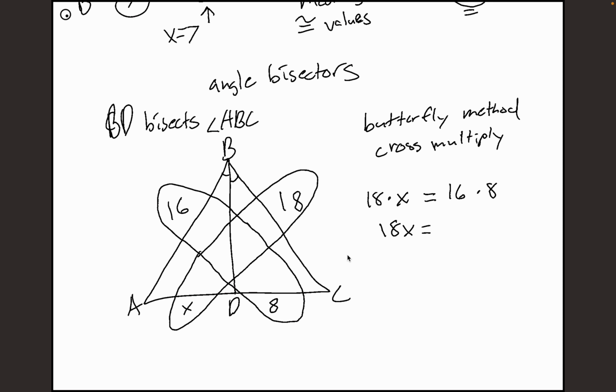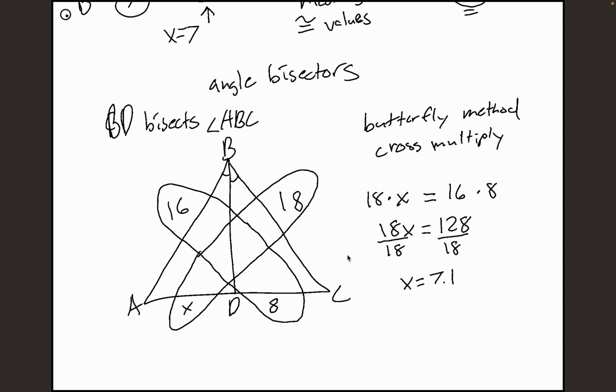Equals, then you have 16 times 8. Put that in your calculator and you get 128. Okay? After that, you just solve for x. So what we have to do is divide by 18 on both sides. When we divide by 18, we get x equals 7.1, because on these problems, it's going to say to round to the nearest tenth.